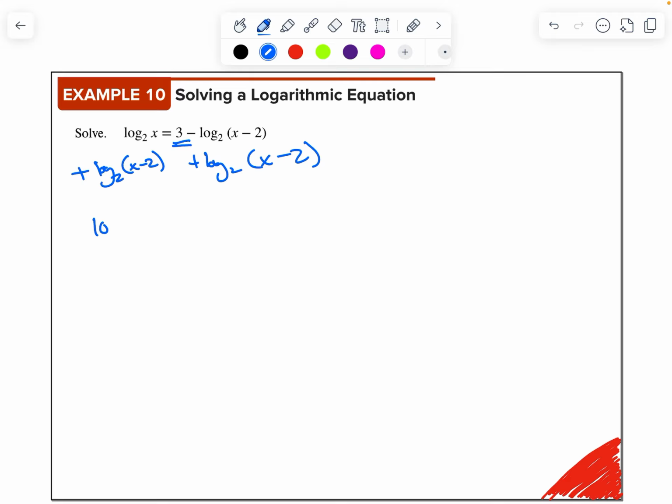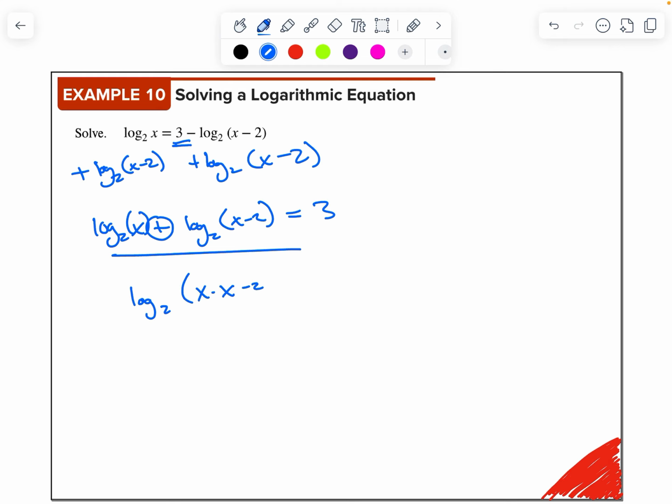Now I can use the product rule, right? The product rule says any addition in separate logs can become multiplication in a single log. That's the same thing if I simplify it as x squared minus 2x. Here, let me grab my eraser. I'm trying to go a little too fast here. I just distributed that x in.